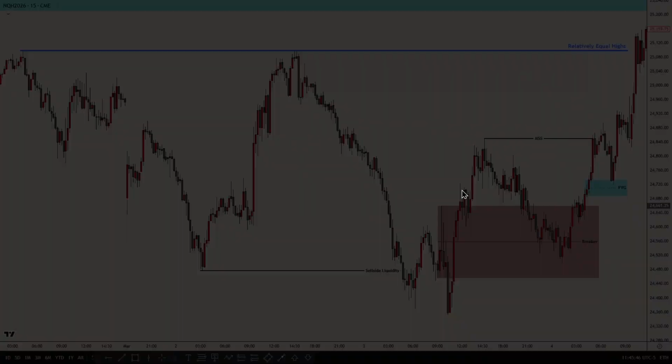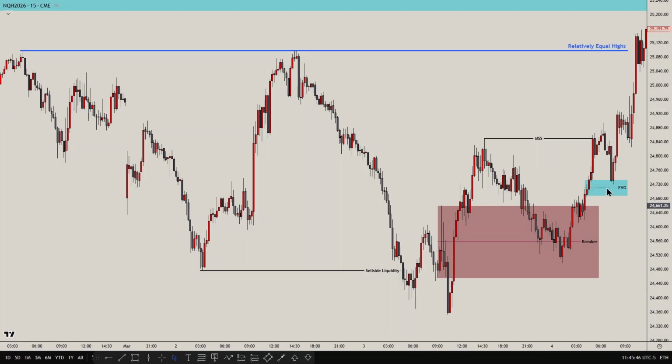No problem. Let's go back down to the 15-minute. It's rallied higher again, taken out this high, and then it trades down into this fair value gap right here, and then it rallies again. This is where you should take that trade.